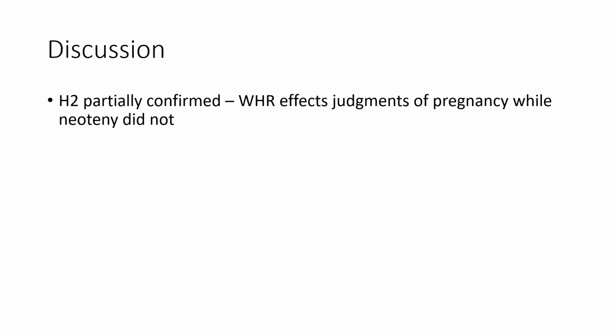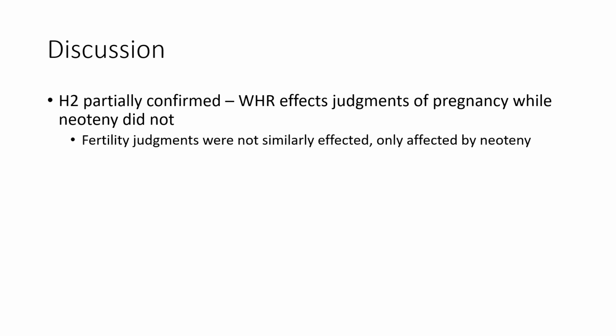So let's focus in on hypothesis 2. This was the second hypothesis that was proposed that we talked about in the beginning of this lecture. It was partially confirmed in that waist to hip ratio did affect judgments of pregnancy, while neoteny didn't. So facial features didn't factor into likelihood of pregnancy ratings, but waist to hip ratio did. But fertility judgments were not similarly affected. They were only affected by neoteny. So judgments of whether or not the person in the photo was high in fertility was only affected by facial manipulation. Waist to hip ratio did not affect fertility judgments in this study.